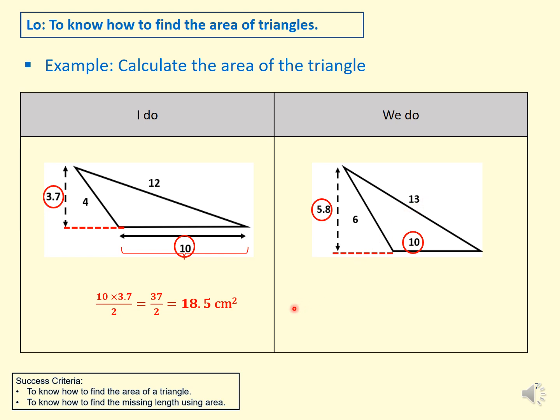What I'm going to do now to find the area of the triangle is base, which is 10, times perpendicular height, which is 5.8, and then half it. 10 times 5.8 is 58, half of 58 is 29, and the unit is centimeters squared.